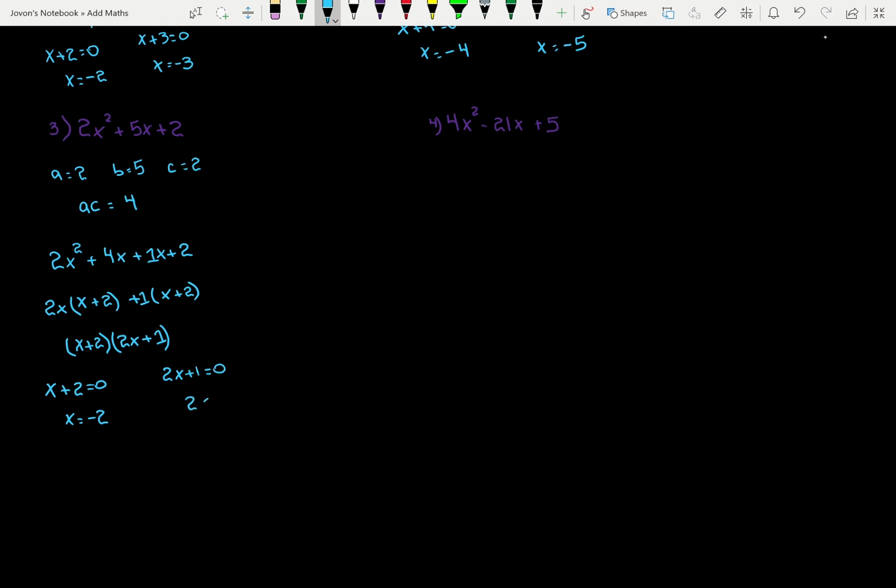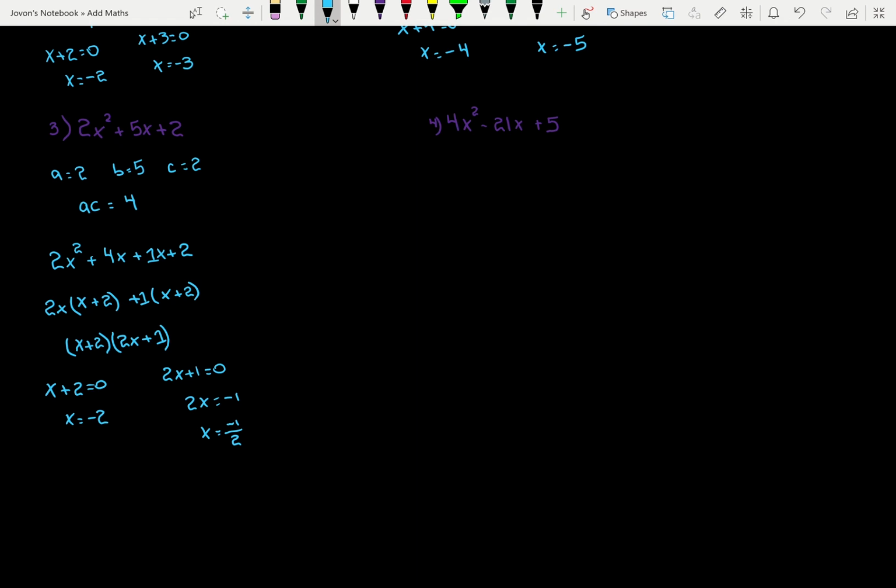Therefore, 2x is equal to negative 1. Therefore, x is equal to negative a half. Okay? Simple as that. Now, the next one is a little bit more difficult.